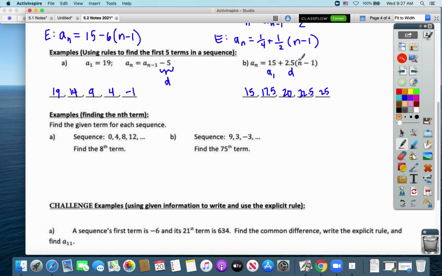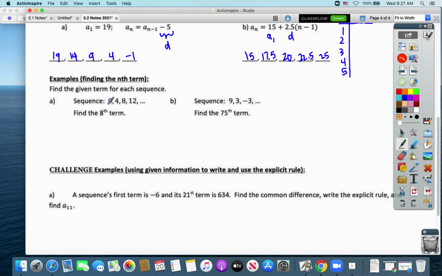The other thing we could do is make a table with n and a sub n, and we're plugging in the values 1, 2, 3, 4, and 5. And if we plug in those values here, we'll get what those terms are. So we would just plug in 1 for n, see what we get, plug in 2, see what we get. But we already have those numbers, so I'm going to save that process for these next examples.